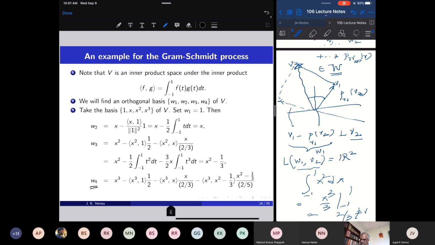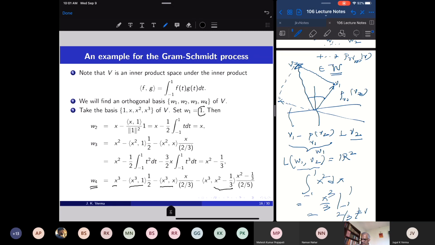You see 1, x, and x square minus 1/3 don't contain x cube. No linear combination of 1, x, and x square minus 1/3 can give you x cube. So x cube is outside the linear span of these 3 vectors, and therefore I can start with x cube and take the projection of x cube in the direction of 1, the projection of x cube in the direction of x, and the projection of x cube in the direction of x square minus 1/3.